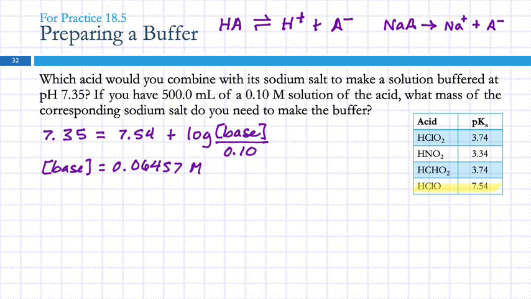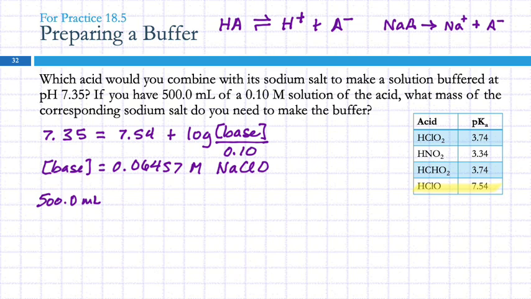Molar, and what compound is that? It's the sodium salt of this. So that would be NaClO. So that's the molarity. And what volume do we need? We need 500 milliliters. So I want 500 milliliters of 0.06 molar NaClO.